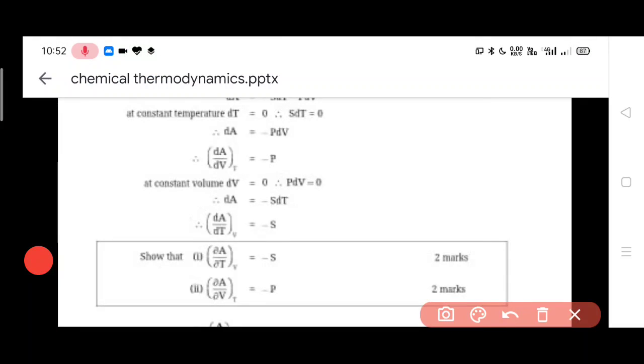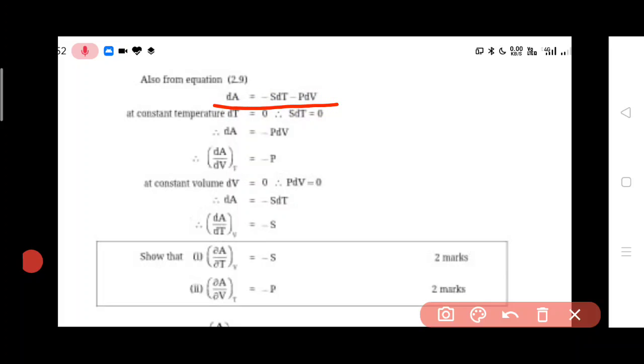See, we know dA is equal to minus SdT minus pdV. We know this equation, we have already derived it. So when the temperature is constant, dT is equal to 0, means there is no change in temperature, because temperature is constant. So if dT is equal to 0, this term will become totally 0, and therefore dA will be equal to only minus pdV. Okay, so you will get dA is equal to minus pdV.